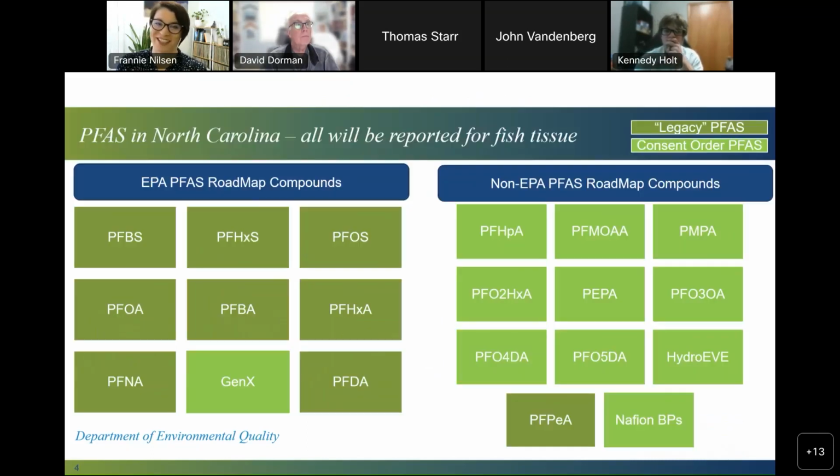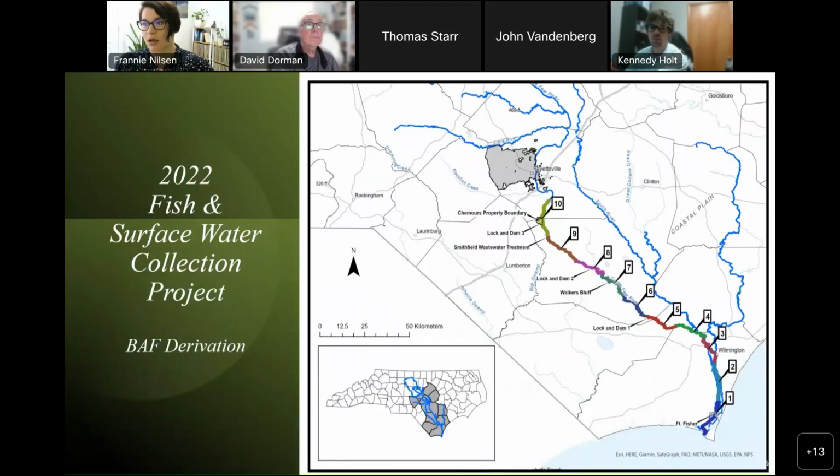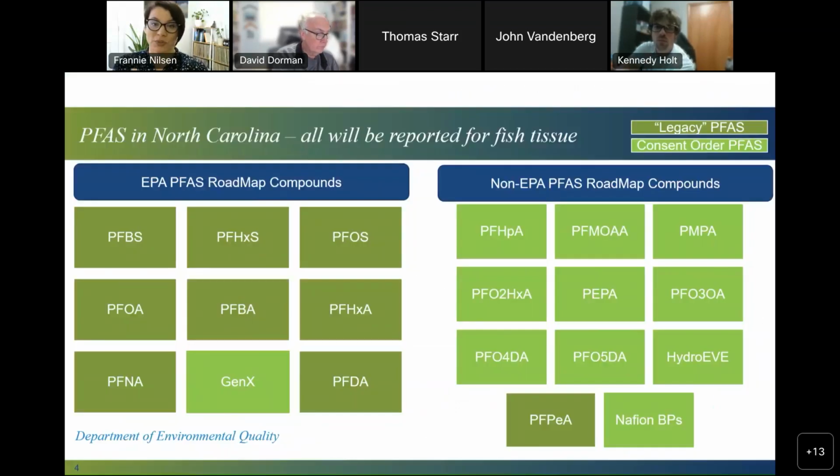So here's the slide again. There's the EPA PFAS roadmap compounds on one side and the consent order specific or non-EPA roadmap compounds on the other side. Again, colors denote legacy or consent order related compounds. These are the suite of compounds that these tissue and water samples will be analyzed for, and also including any others that the method is appropriate and approved for.